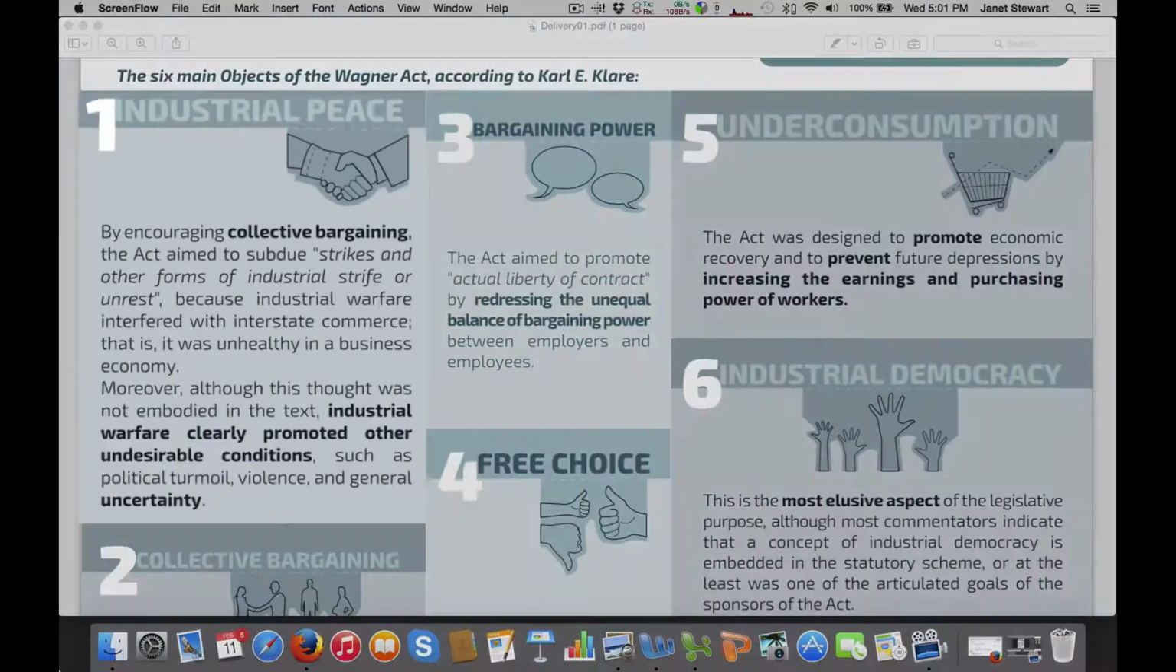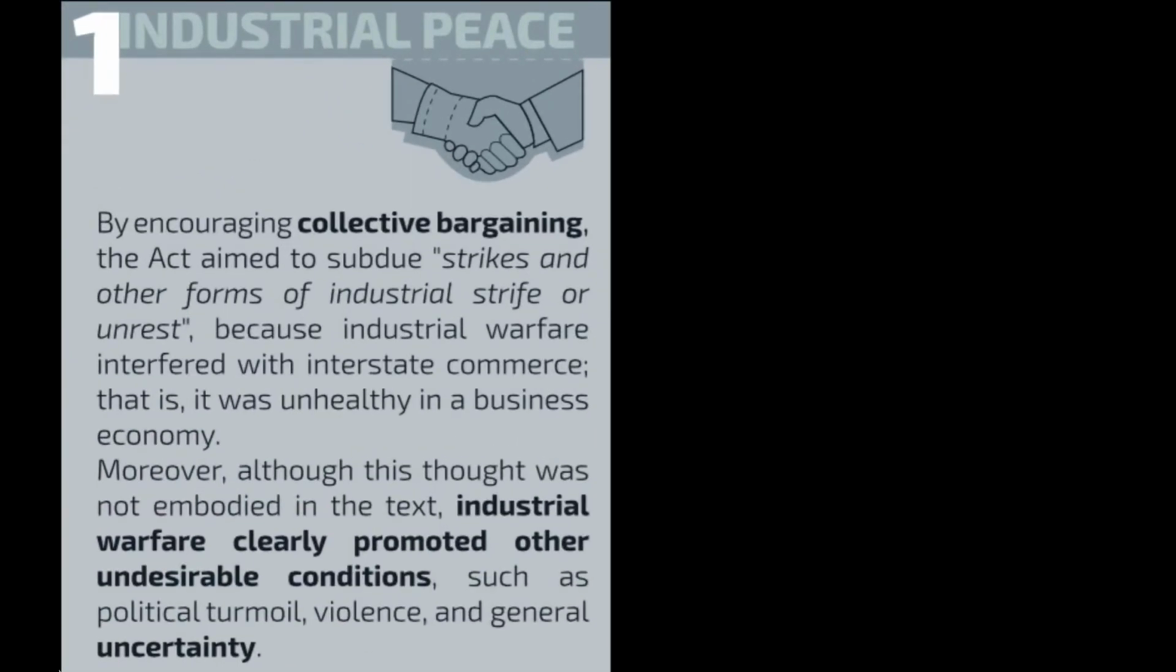There are 6 main objectives of the Wagner Act, according to Carl Clare, an expert in this area. By encouraging collective bargaining, the Act aimed to subdue strikes and other forms of industrial strife or unrest, because industrial warfare interfered with interstate commerce. That is, it was unhealthy in a business economy. Moreover, although this thought was not embodied in the text, industrial warfare clearly promoted other undesirable conditions, such as political turmoil, violence, and general uncertainty.